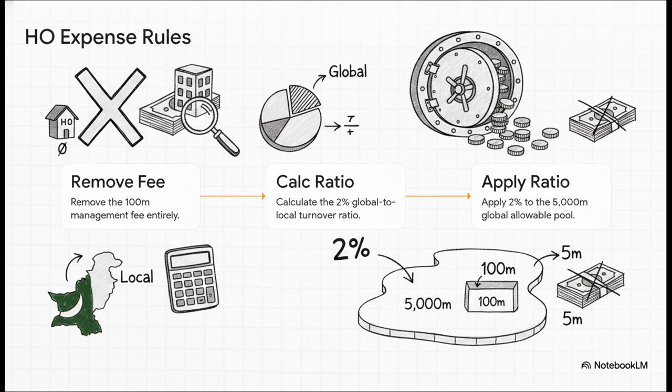Finally, we apply that 2% ratio to the total global head office expenses of 5,000 million rupees. Well, 2% of 5,000 million caps the allowable expenses at exactly 100 million rupees. Since the manager tried to claim 105 million for those remaining expenses, we have to disallow that 5 million excess. Out of the original 205 million claim, only 100 million actually survives our audit.